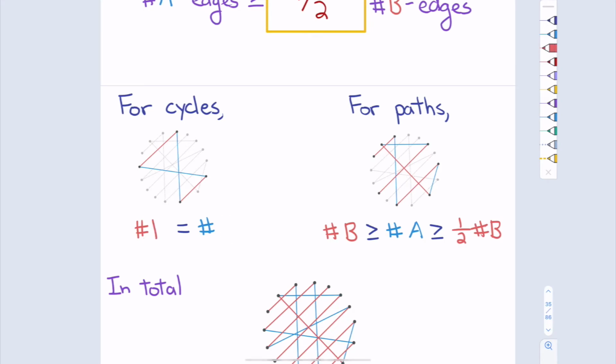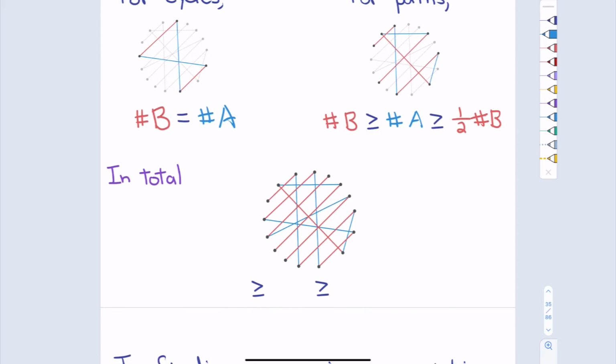Okay, for cycles, the number of edges in the maximal matching is equal to the number of edges in the maximum matching. But for paths, I know that the number of edges in the maximal matching is at least 1/2 the number of edges in any maximum matching. Okay, so if I put everything together, then we always get that maximum, of course, is bigger than maximal, but we've also shown that maximal is at least 1/2 of maximum.